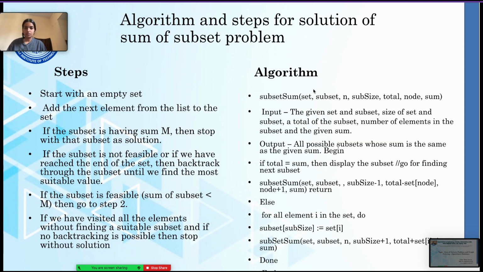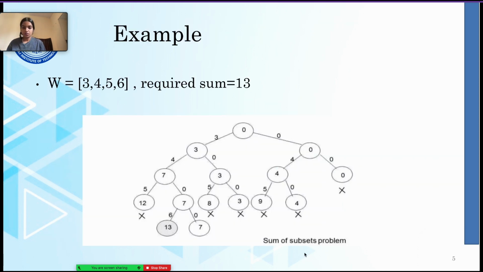Here is the algorithm for the sum of subset problem, and we have given steps to solve it. Let us understand the whole algorithm with an example. We have an array of 4 numbers: 3, 4, 5, 6, and the targeted sum is 13. Let's start with index 0.